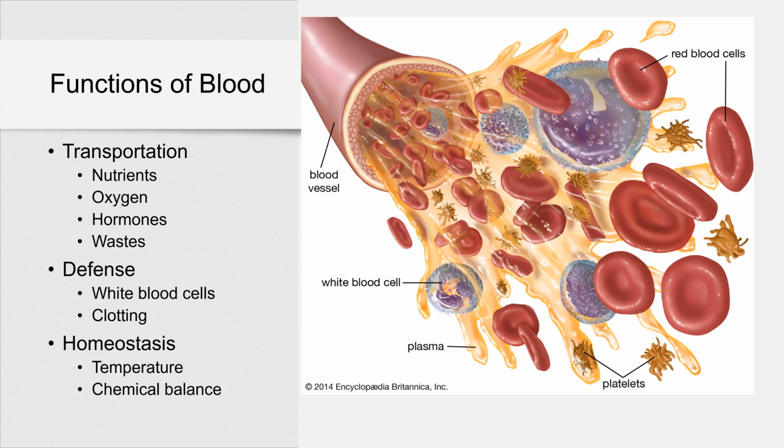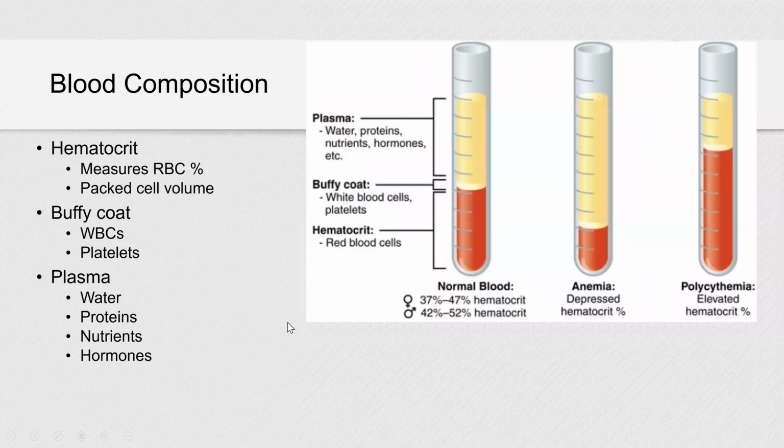Another function of blood is defense. You have white blood cells, and they protect you from pathogens such as bacteria and viruses. Another function of defense is clotting. When you have a cut in your blood vessels, you want to form a clot and stop bleeding. Also, blood is important in homeostasis. It regulates your internal body temperature and also chemical balance.